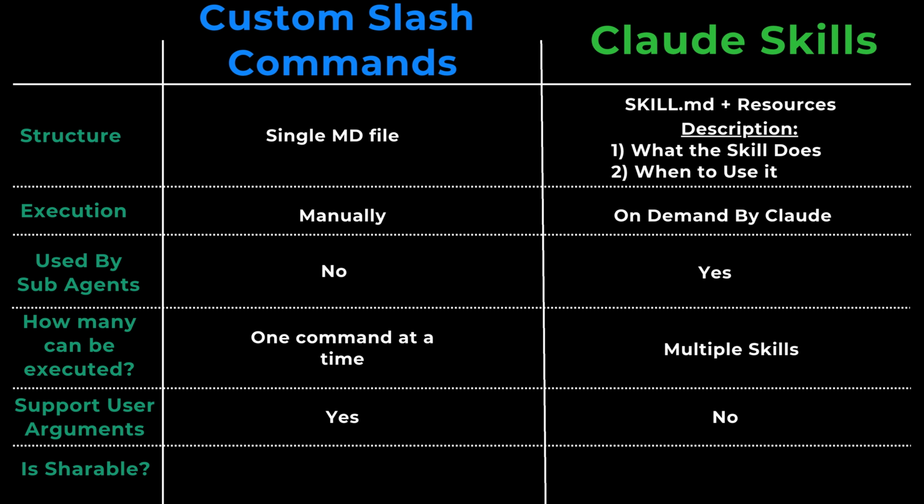Now, what about sharing these with other developers? Both skills and custom commands are easy to share. They live inside the .claude folder, so once you commit them, anyone pulling the project will get them. And you can configure both of them in two scopes, project-specific or personal, which makes them available across all your projects. Now that we have all the context, we can finally understand when you should use each one.